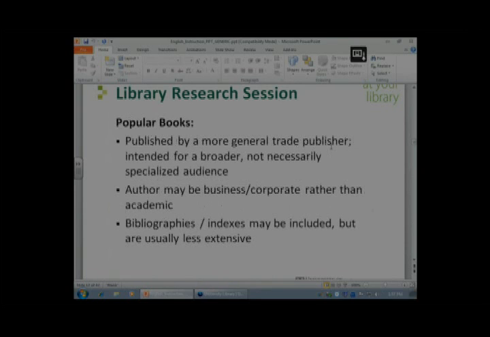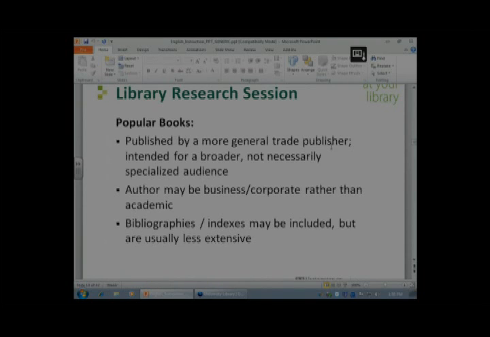Popular books, one way to note the difference is you're usually going to have a more general trade publisher. Think in terms of a publisher like Random House, maybe Simon & Schuster. They do a lot more general popular publishing than scholarly. Those popular books tend to be aimed at a broader audience, not necessarily specialized. You're going to find less of this sort of material in an academic library.